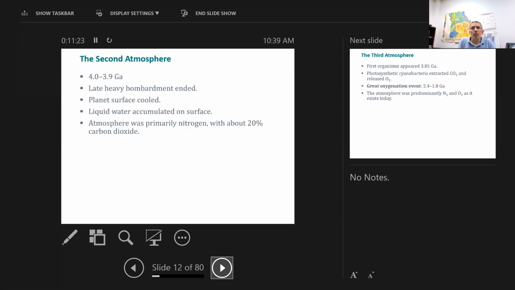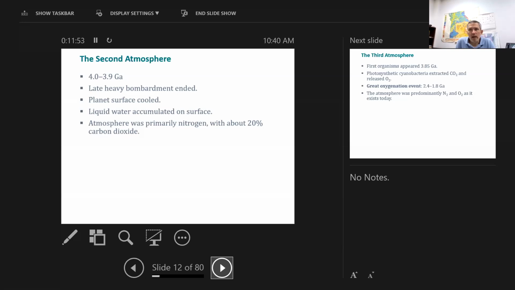Now, the second notably different atmosphere occurred after the late heavy bombardment of our planet ended and the Earth's surface cooled off. And when the Earth's surface had cooled off, we could actually have liquid water on the surface. And so the atmosphere was primarily nitrogen with about 20% carbon dioxide.